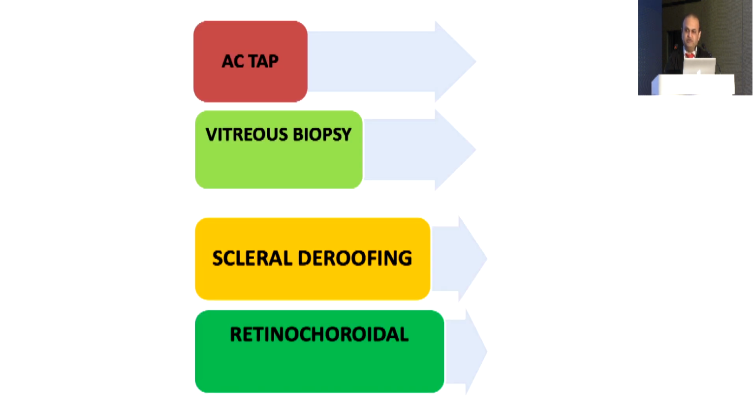And what are the ones which we have at our disposal commonly? Taking a tap or a sample from the anterior chamber, vitreous biopsies, scleral deroofings, and if nothing else works, then a retinochoroidal biopsy in some of these cases.